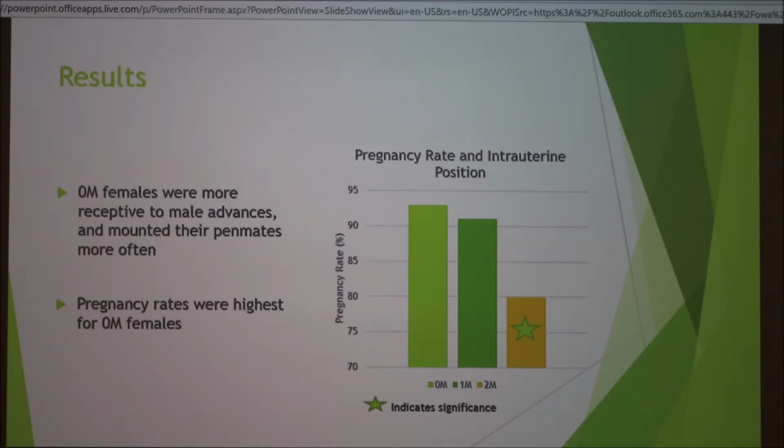What they did find that was significant, though, was that pregnancy rates were highest for the 0M females. There wasn't a huge difference between pregnancy rates in 0M and 1M females, but there was a large jump of about 10% between 1M and 2M females. 0M females were also more receptive to male advances, and they mounted their pen mates more often.